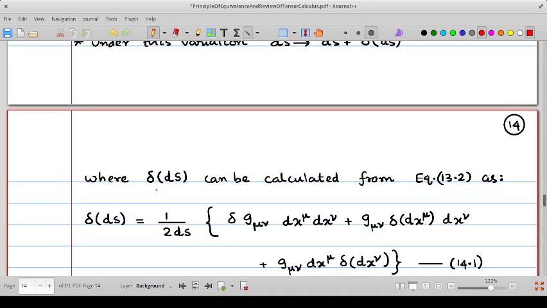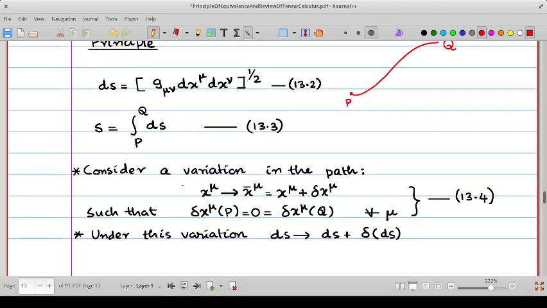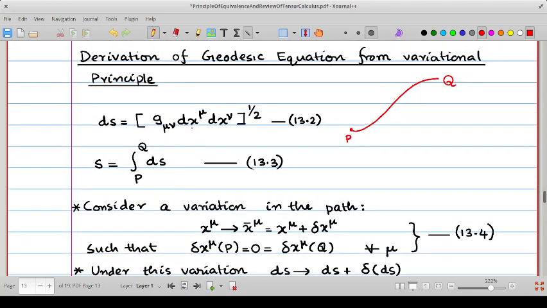And we can calculate the change in ds in the following way. We consider the expression for ds over here, and the change in ds as we change dx mu by a small amount given by equation 13.4 is given by a differential change in this quantity. So we have delta of ds equal to, take the derivative of this quantity first.